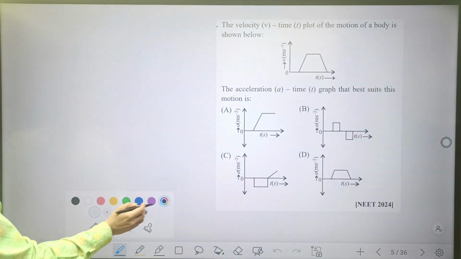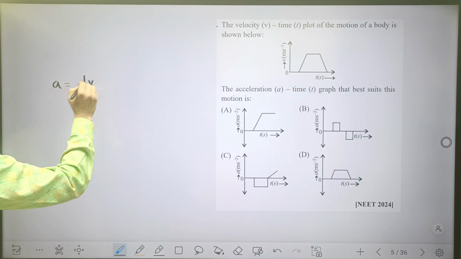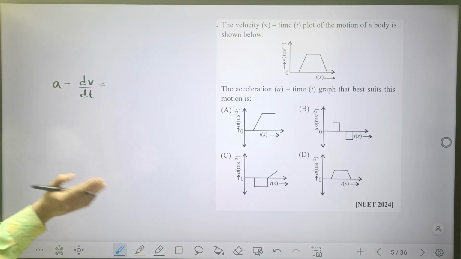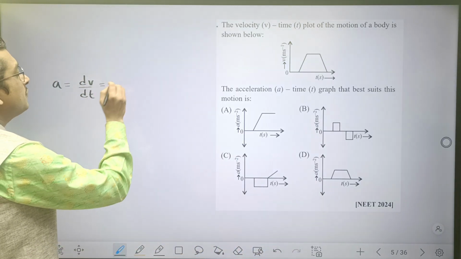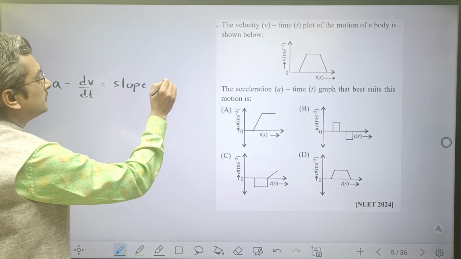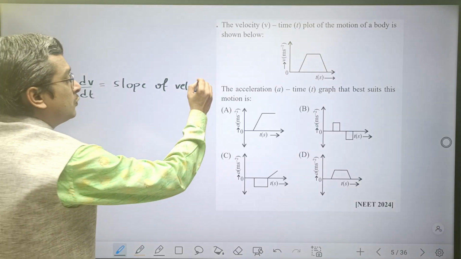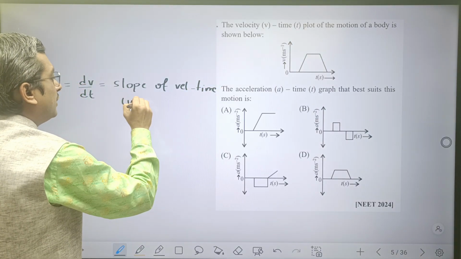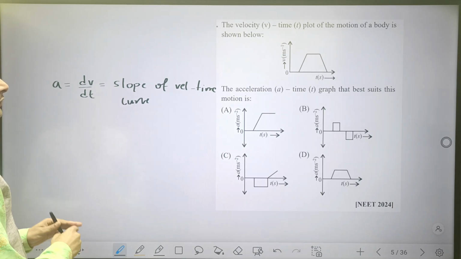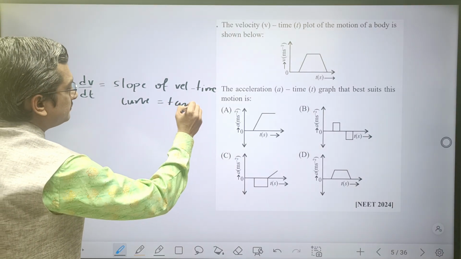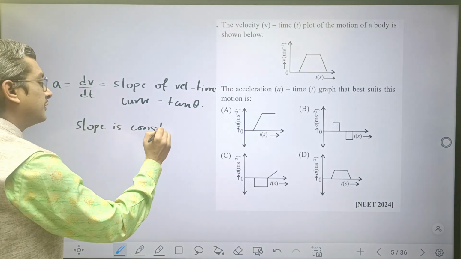So dear students, the very important concept here is, as we know that A, that is acceleration, is equal to dv by dt. And as we have learned in the basic maths differentiation lecture, where we have covered the topic differentiation, this dv by dt is nothing but the slope of the velocity time curve, isn't it? And one more thing we have learned, that this slope is given by tan theta, and the slope is constant for a straight line.